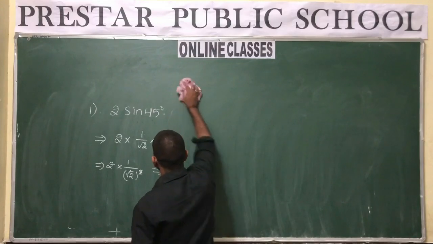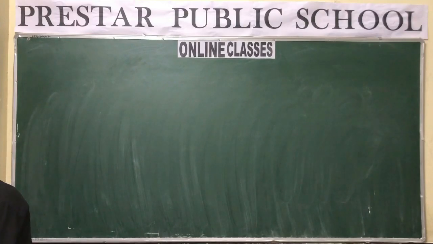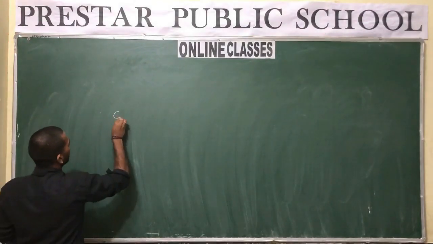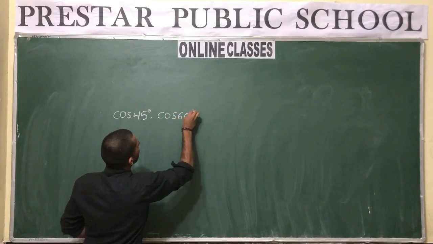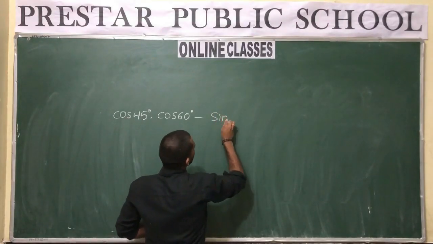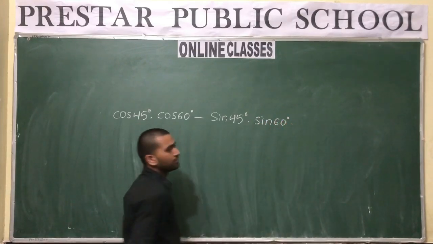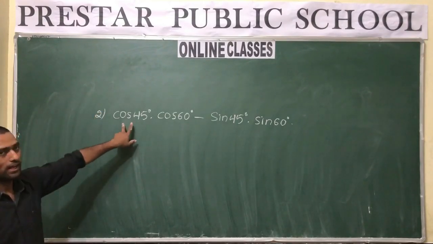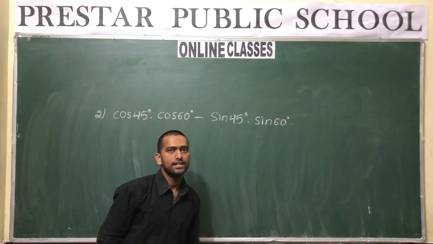So I'll give you one more problem, just try to solve it. Write down the problem. Cos 45 into cos 60 minus sin 45 into sin 60. So this is the problem. We need to find the value of the given problem. Cos 45 degrees into cos 60 degrees minus sin 45 degrees into sin 60 degrees.